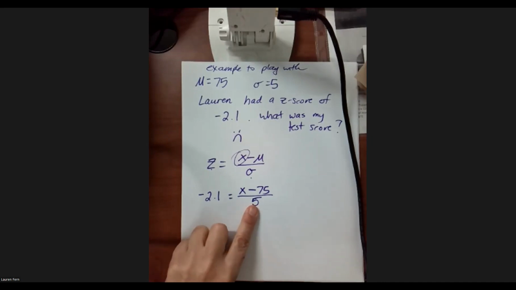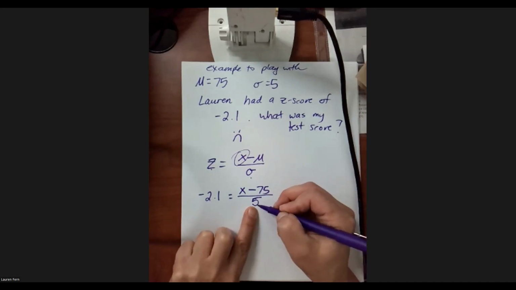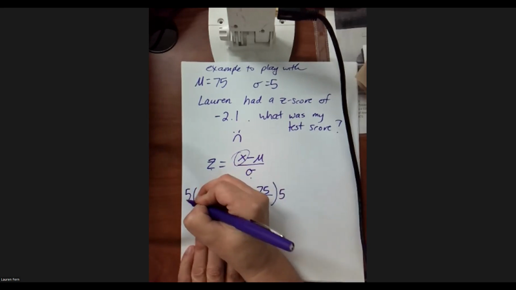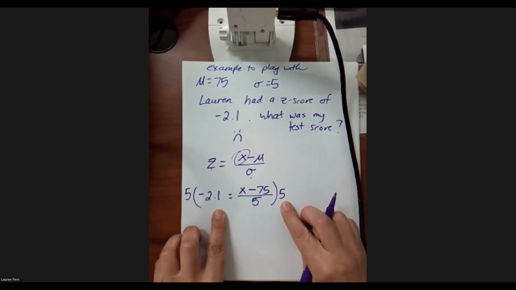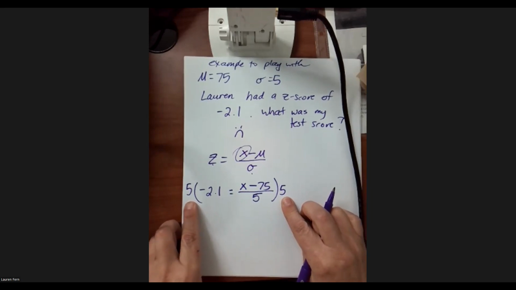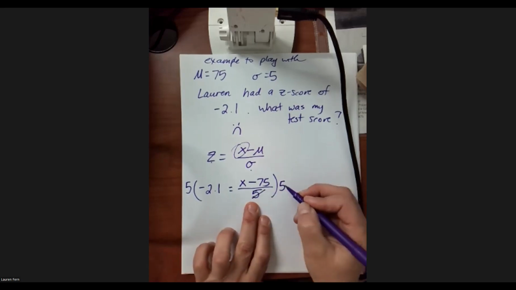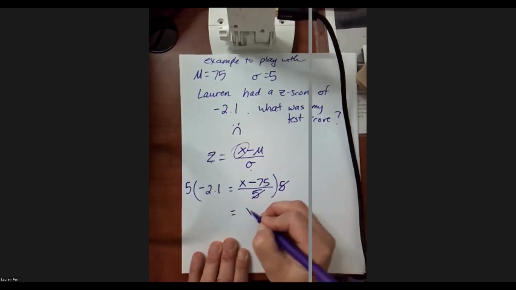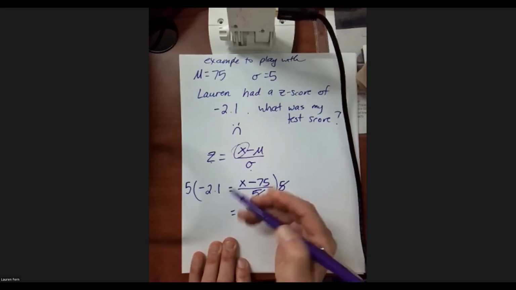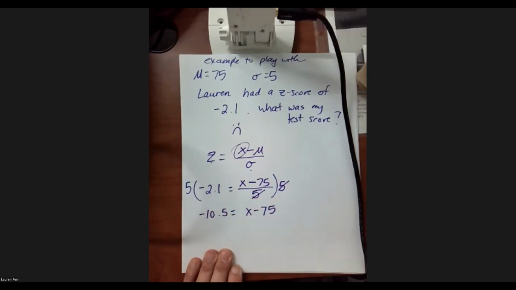Yeah, so the way you undo dividing by 5 is to multiply both sides by 5. Remember, it's legal to multiply an equation by something as long as you multiply everybody by it. Well, the cool thing is these 5s cancel and I'm left with x minus 75. And 5 times negative 2.1 is negative 10.5.